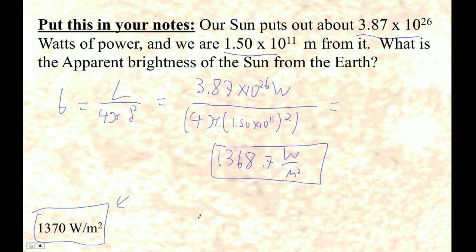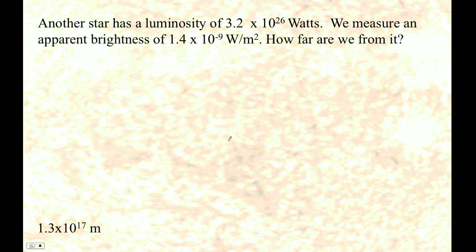All right, I'm going to do another example. You've got this one in your notes, so you'd be good enough to go tomorrow, or whenever we do these in class. If you don't want to watch this example, just go to the next video. Another star has a luminosity of that many watts. We measure an apparent brightness of that many watts per square meter, so how far are we from it?